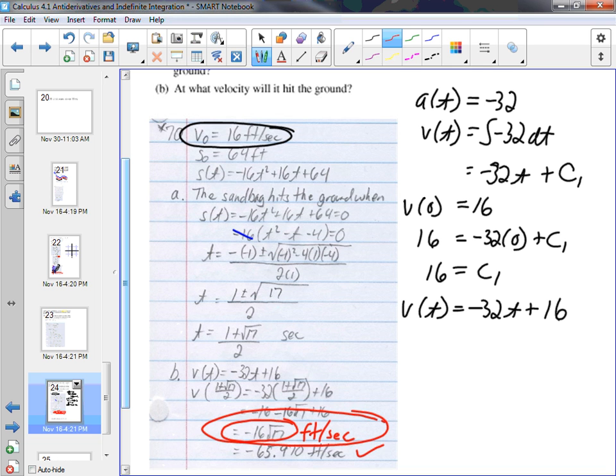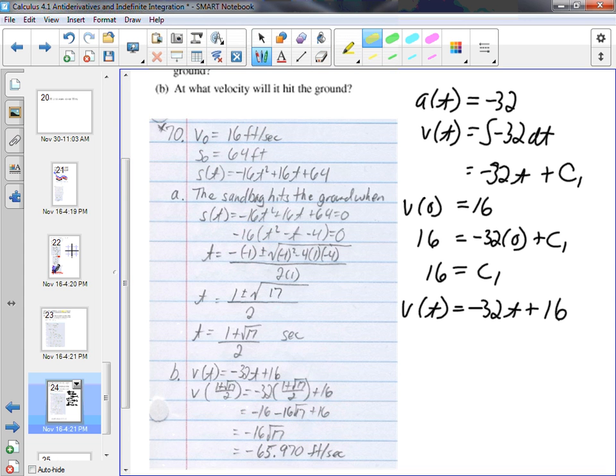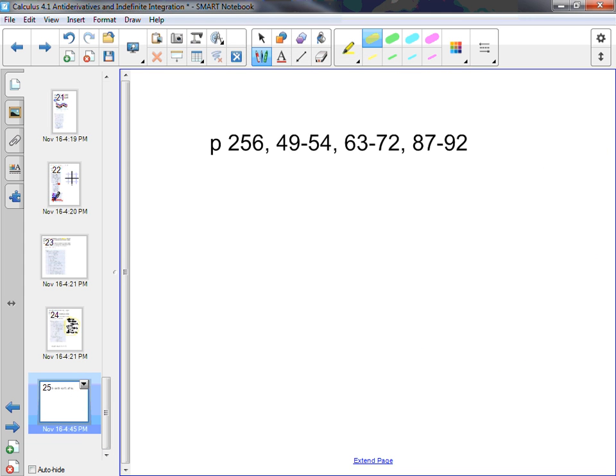All right, so you with me on everything from number 70? There's a lot there. You with me on this I did over here on the side because I forgot to write it on my paper for some unknown reason? We good? All righty. So, page 256, do 49 through 54, 63 through 72, and 87 through 92.